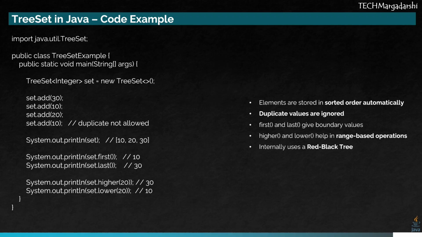The first method returns the smallest element in the set, which is 10, and the last method returns the largest element, which is 30. The higher(20) method gives the next higher element after 20, which is 30, and lower(20) returns the next lower element, which is 10. This example clearly shows how TreeSet maintains sorted, unique data and provides powerful navigation methods for working with ordered collections.